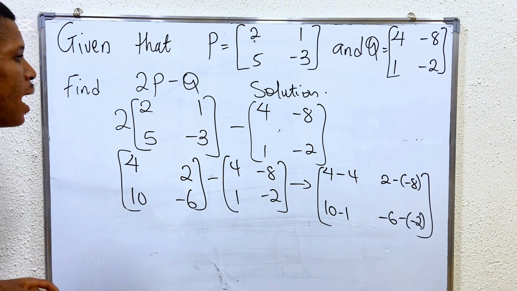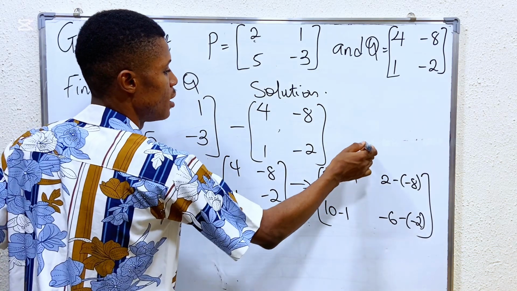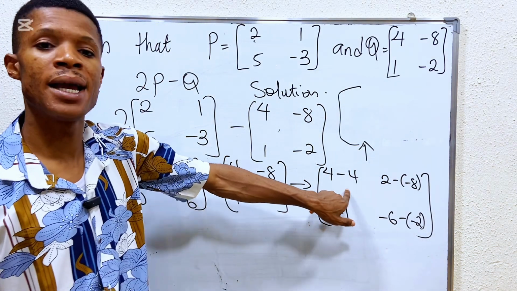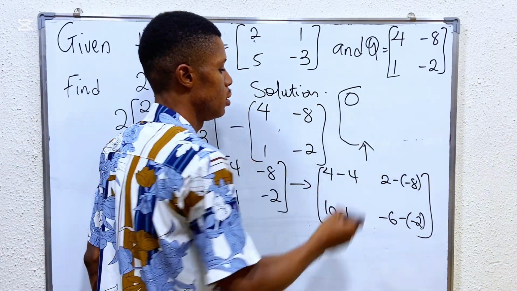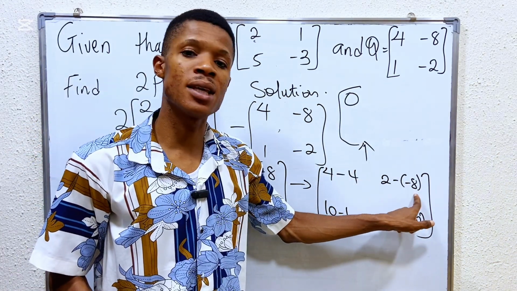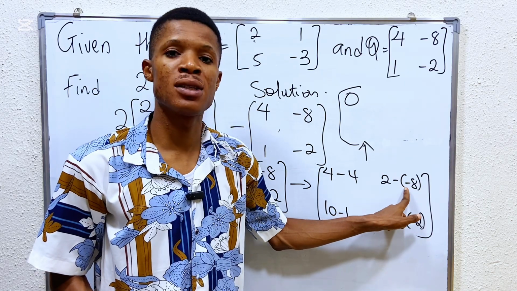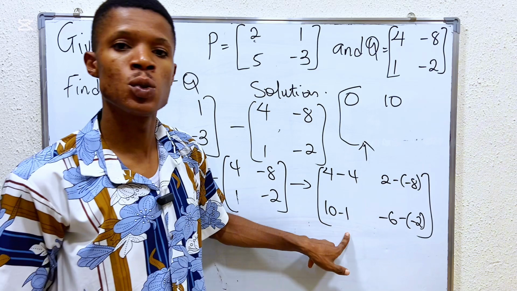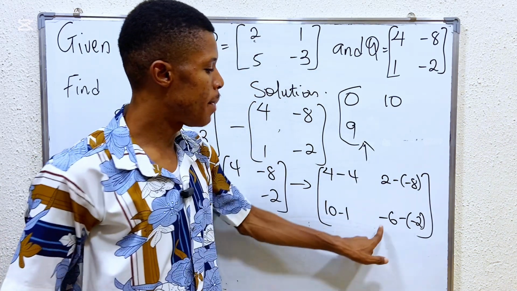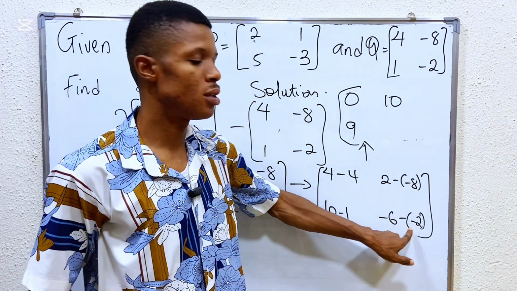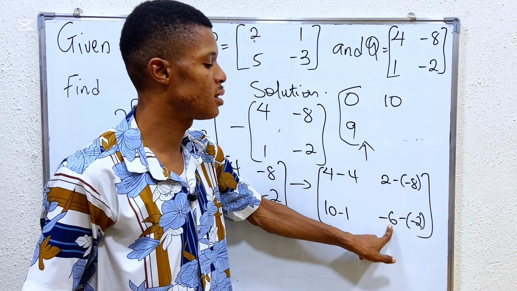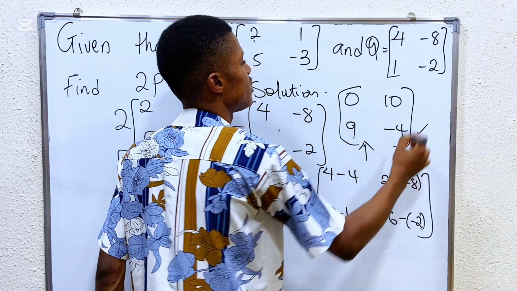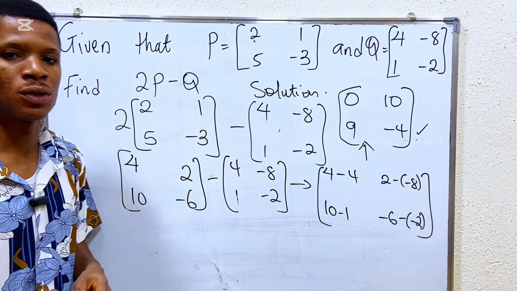So let's simplify and know the new matrix form. Due to space, let's put the answer at the top here. Okay? So 4 minus 4 is 0. 2 minus minus 8 is 2, minus minus is plus, 2 plus 8, which is 10. 10 minus 1 is 9. Minus 6 minus minus 2 is minus minus is plus, minus 6 plus 2, which is what? Minus 4. So this is the answer to this particular matrix on the board.